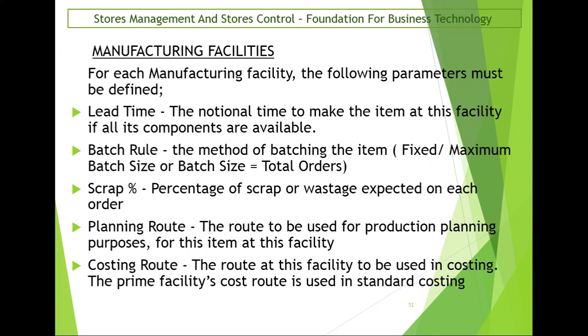We can also define a batch rule for the manufacturing facility. So the batch rule is the method that we use for batching items. You can either have a fixed batch size to say whenever we are working in this factory, we must always manufacture 10 garments at a time. Whenever we start production, we must always have an output of so much. Such limitations could be placed by the equipment that you are using.